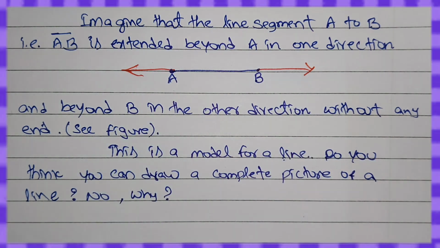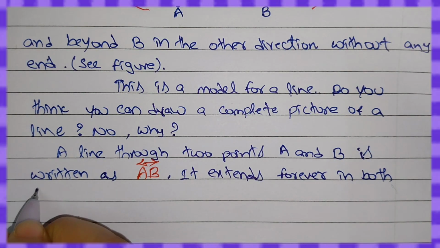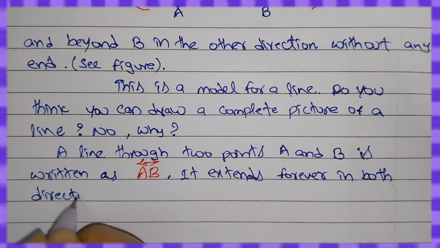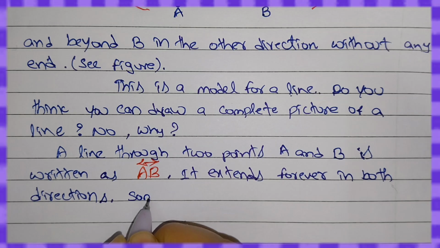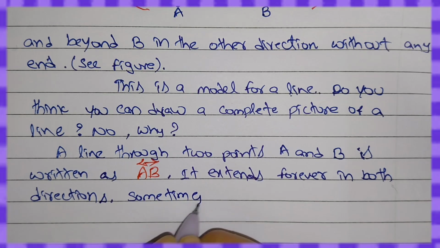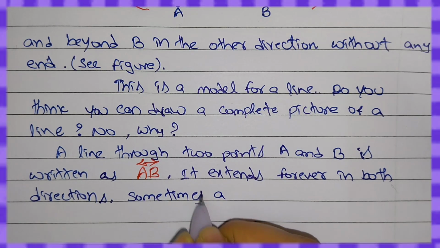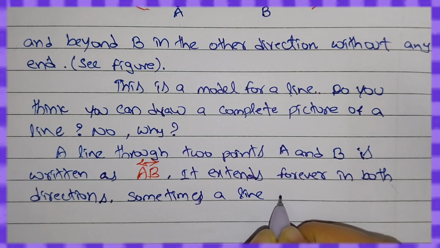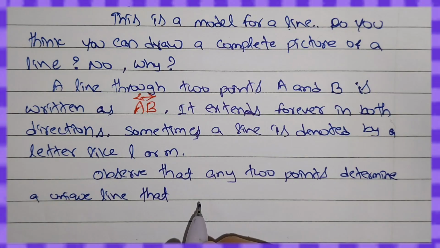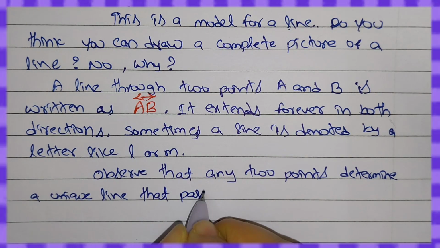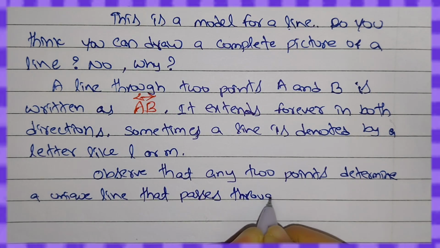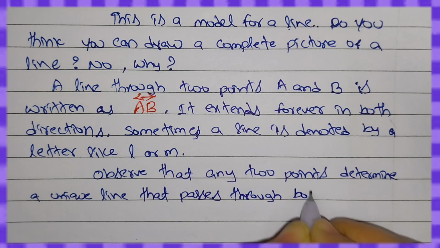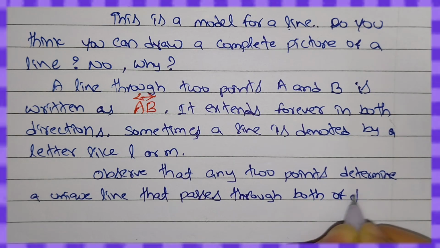Do you think you can draw a complete picture of a line? No. Why? Because a line goes on forever in both directions. It does not have endpoints. A line through 2 points A and B is written as AB. It extends forever in both directions. Sometimes a line is denoted by a letter like L or M. Observe that any 2 points determine a unique line that passes through both of them.